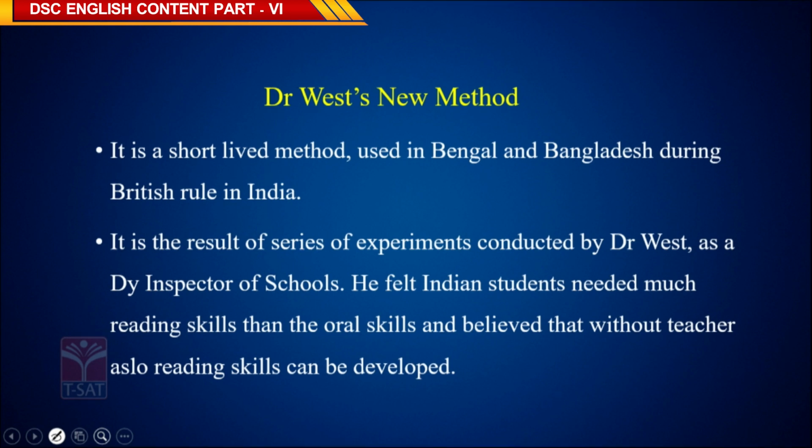Okay. It is the result of a series of experiments conducted by Dr. West as a deputy inspector of schools. He felt Indian students needed reading skills more than oral skills, and believed that reading skills can be developed even without a teacher. So you see here we have 4 fundamental skills: listening, speaking, reading and writing. The direct method is based on the oral skills, whereas the grammar translation method is based on the reading skills.